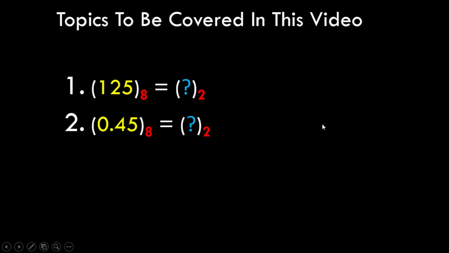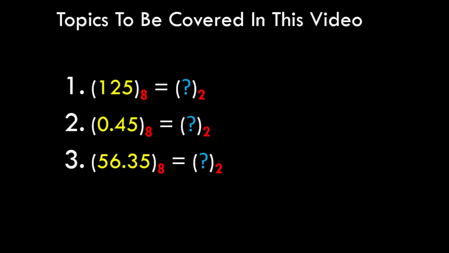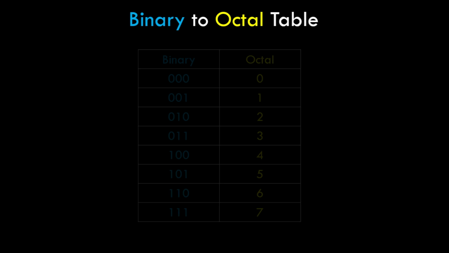As you can see on the screen, we are going to be solving three different types of problems. The first one is a plain octal number, that is an integer octal number. The second one is a fractional octal number, and the third one is a combination of both. Now all of these values need to be converted to binary equivalents. For that, we need to first understand the conversion table.